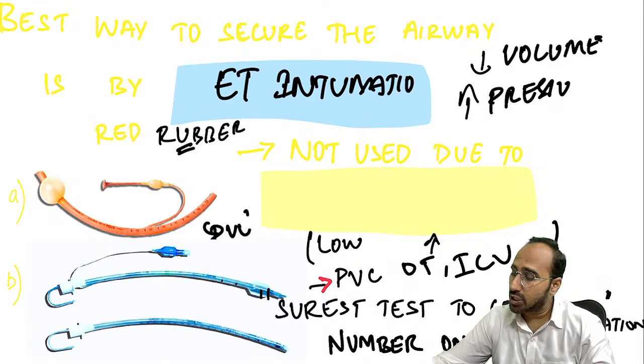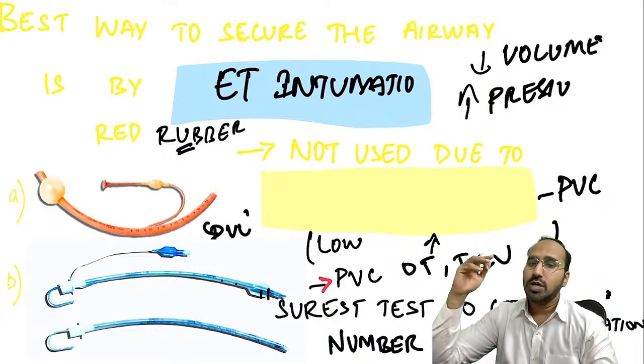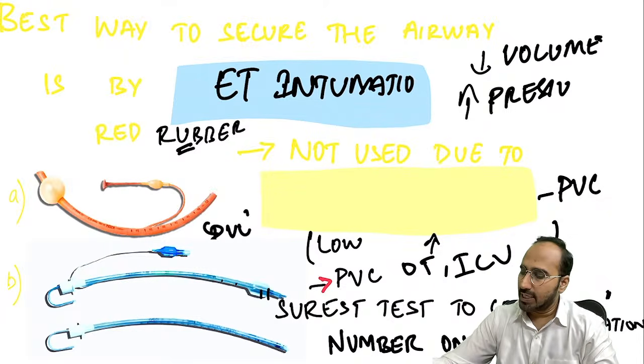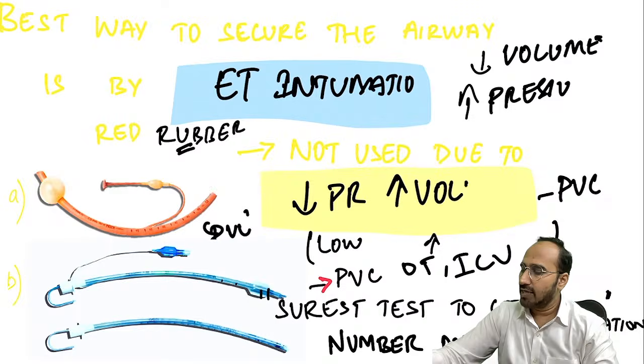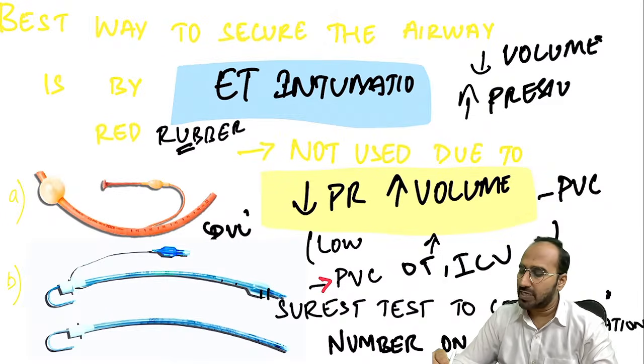Nowadays we are using what tubes, guys? Very, very important: PVC tubes. Whether in OT or in ICU, you are using PVC endotracheal tubes. These are low pressure, high volume cuffs. Why are red rubber tubes not used? Because these were causing pressure necrosis.